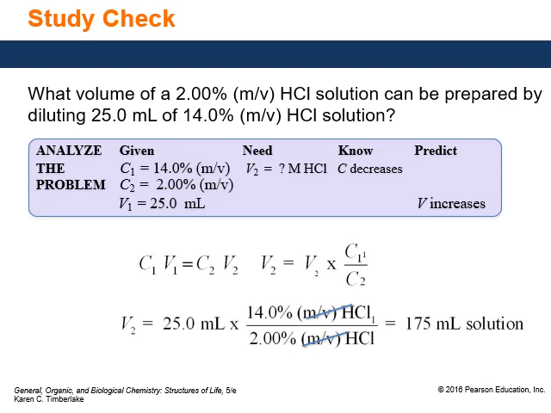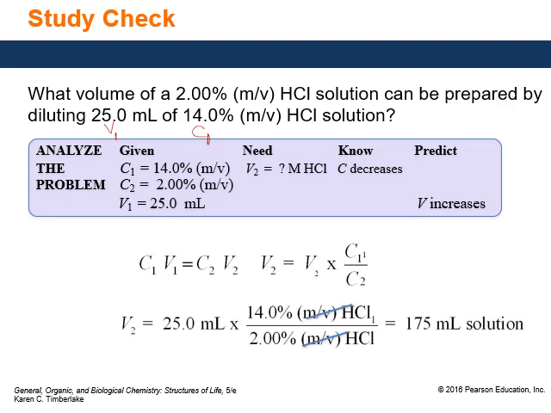Okay, this is not chemistry. Here you have to first pay attention to the English. What volume of 2% HCl solution can be prepared by diluting 25 ml of 14% HCl? So what are we diluting? We are diluting this solution, and this is the volume and this is the concentration of one of the solutions. So this would be my V1 and this would be my C1. You could assign it V2 or C2, it really doesn't matter, as long as this is your solution number 1 or solution number 2. So this should be the same solution.